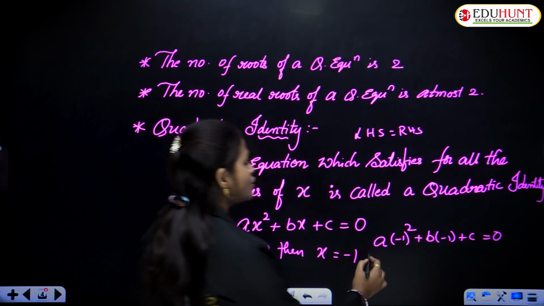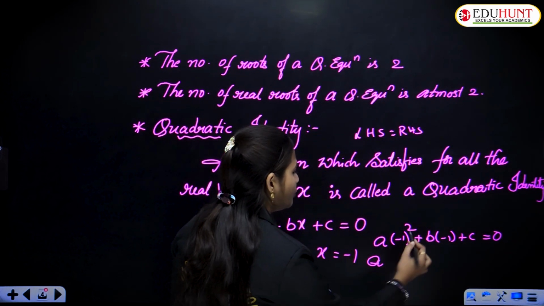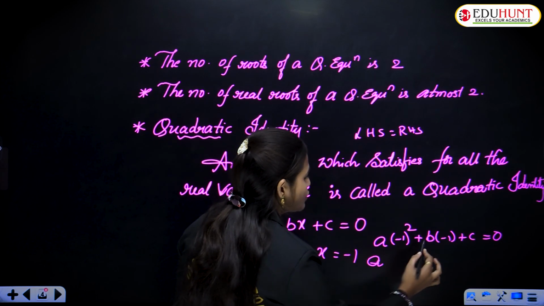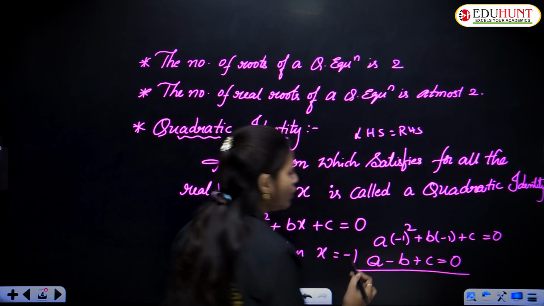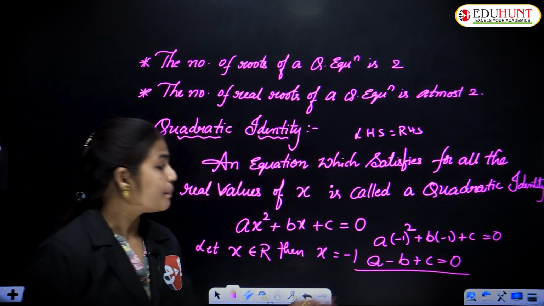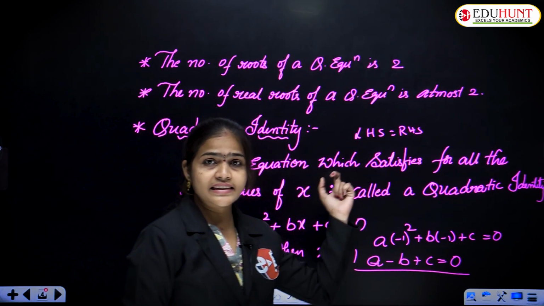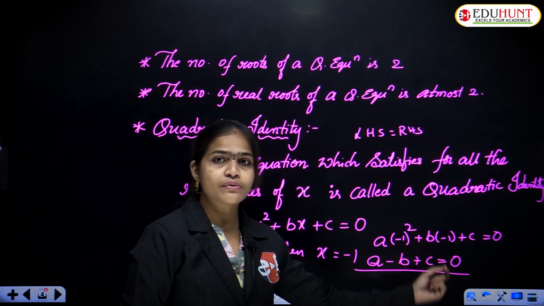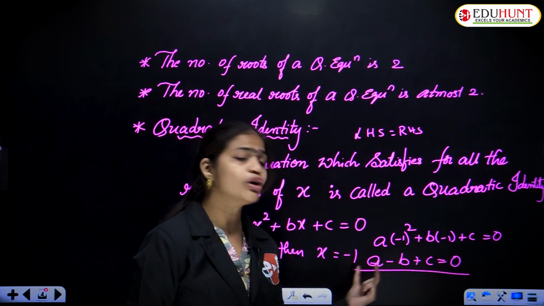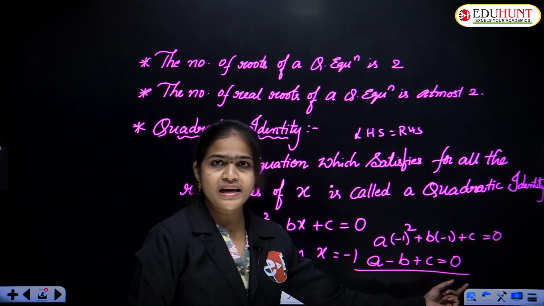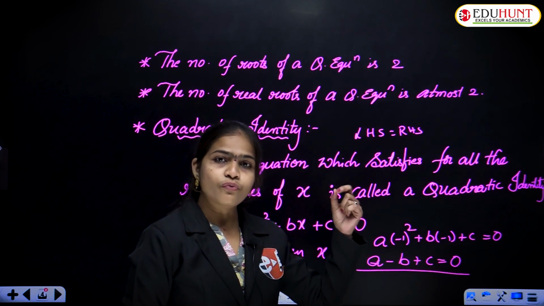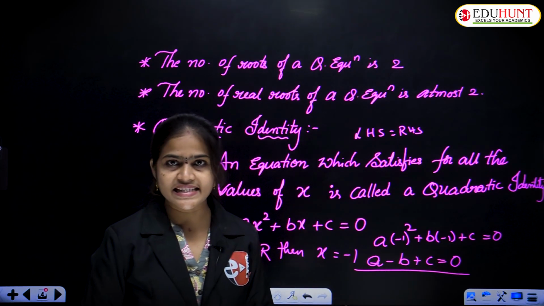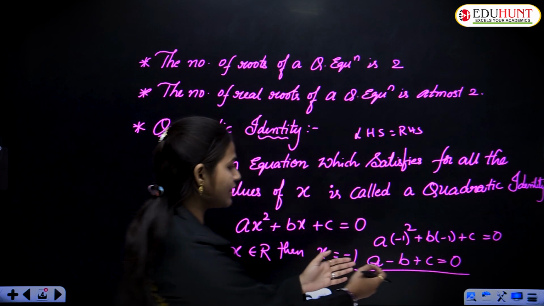Okay, so here a into minus 1 whole square is plus 1. So plus into minus is minus b plus c is equal to 0. We got it. Understand? But here what they are saying? Identity means LHS value should be equal to RHS, but like that we are not getting. RHS value is 0, but LHS is a minus b plus c. So what value will you take for that x? Okay, you will get that like this only.